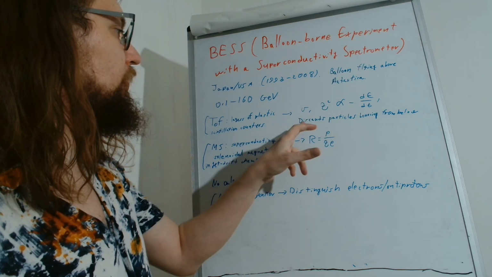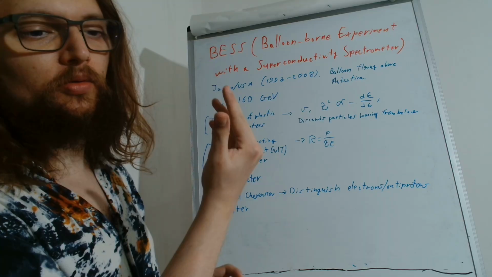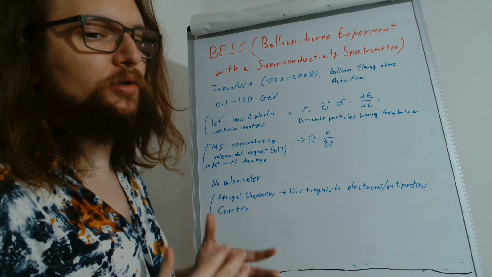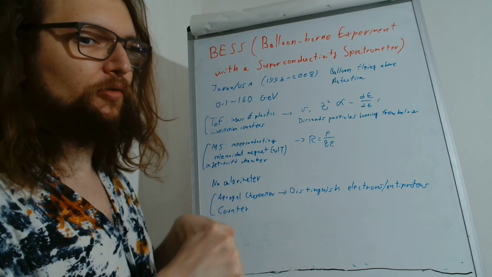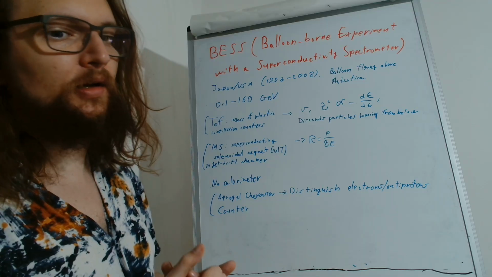And it could also discard particles which were coming from below from those coming from above, because those coming from below would be due to particles bouncing after hitting the atmosphere, and so it wouldn't give clean data.